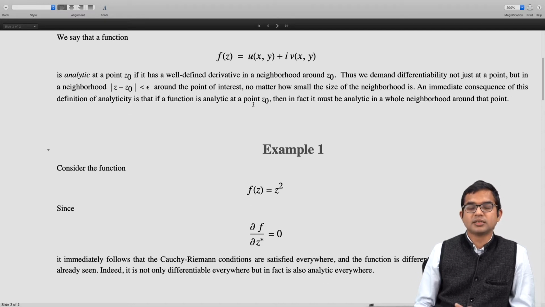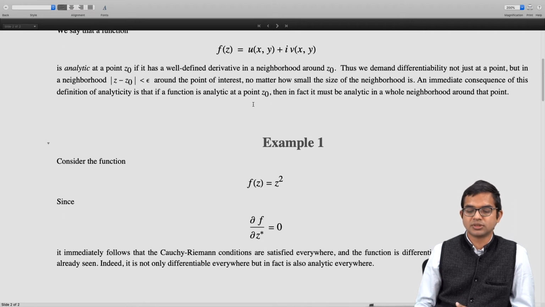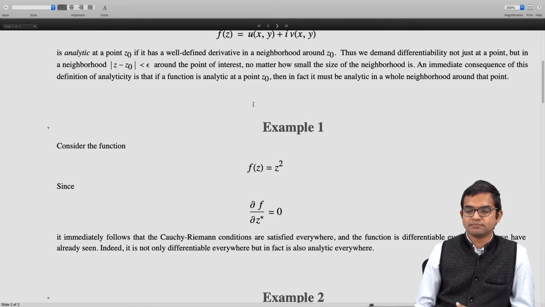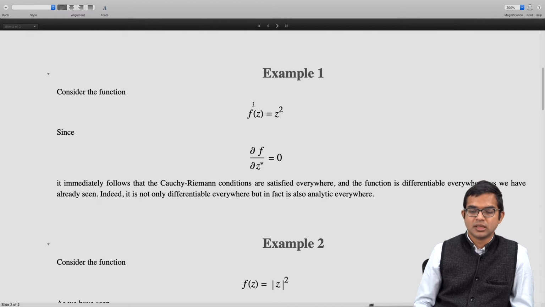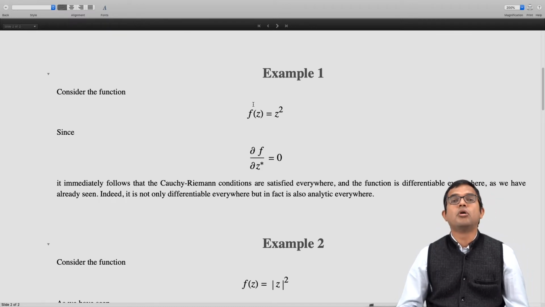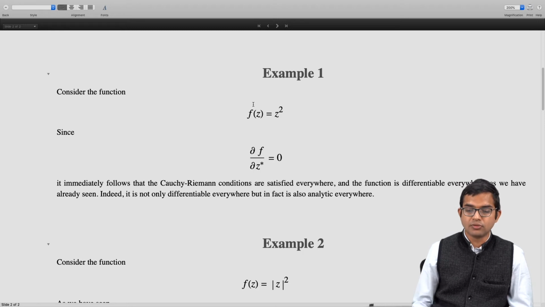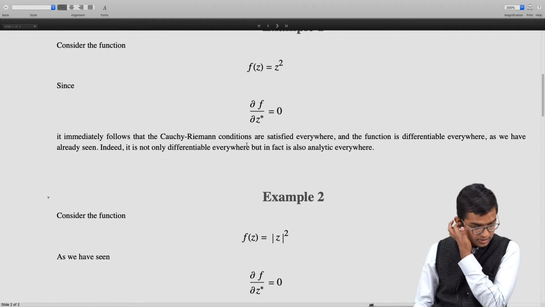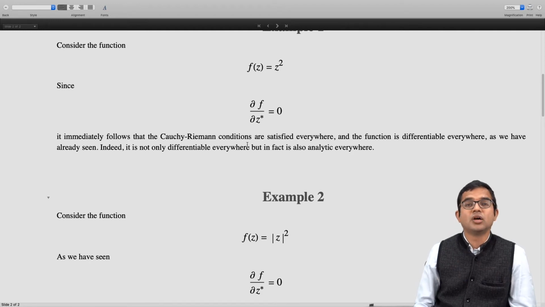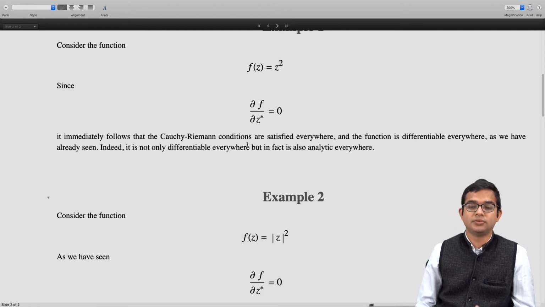Now let's look at another example which we have also seen multiple times, and in some sense that's where the need for the definition of an analytic function itself arises. Let's look at the next example, which is also something we have encountered: f of z is equal to mod z squared. If we try to take the partial derivative of this function with respect to z star, we have seen that the only way for this to be 0 is if you are at the origin.